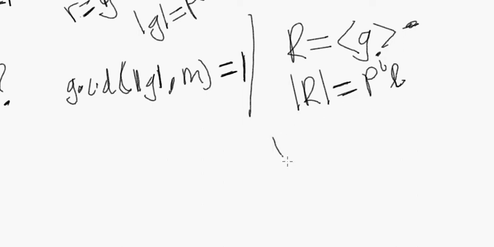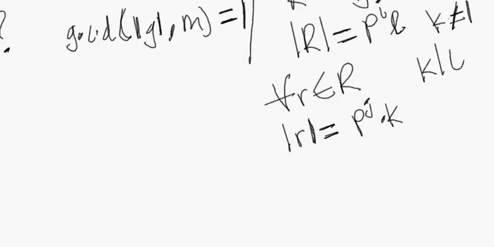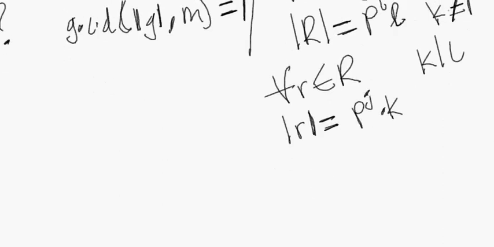for every element r in R, don't we now know that the order of r has to be of the form p to the j times some k, where k divides L, and k does not equal 1? Okay? If that's true, doesn't this mean that we can now think of the subgroup generated by little r?